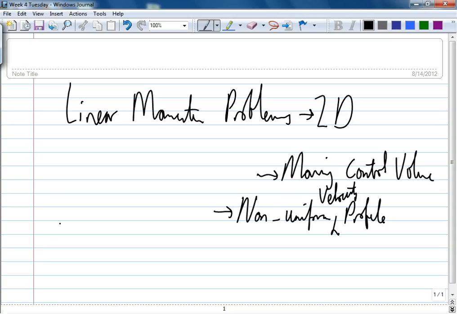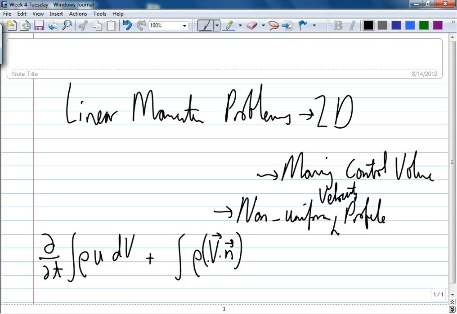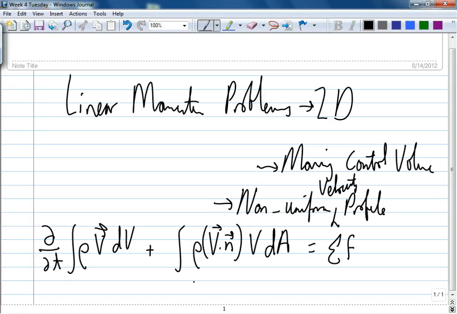the linear momentum equation is d/dt of the integral of rho u dV, which is the change of linear momentum within the control volume, plus the integral of rho u (V dot n) dA, where V is the velocity vector, equals the sum of forces. This is the linear momentum leaving minus entering, and the first term is the change in the CV.